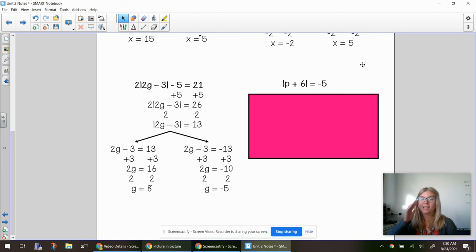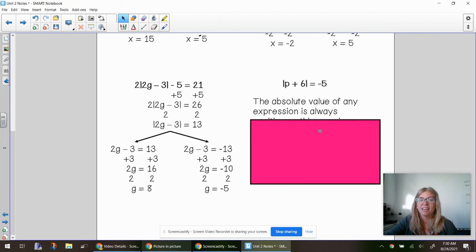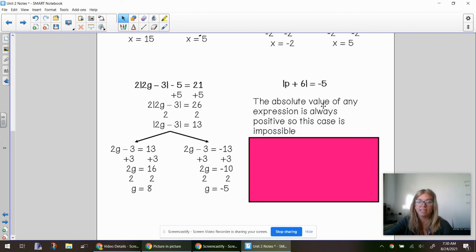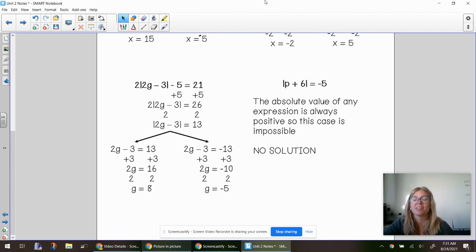That's true. Because the absolute value of any expression is always positive, this is impossible. There's no number we can sub in for p and then add 6 and then make it positive so that the answer is negative. So there is no solution. When we see absolute value equal to a negative number, there is no solution.